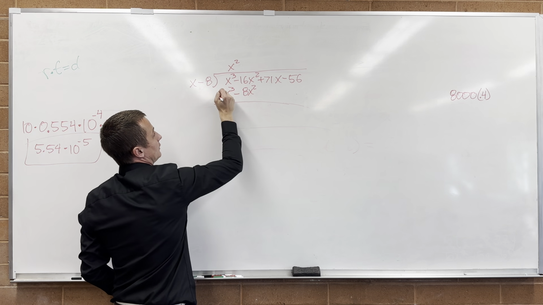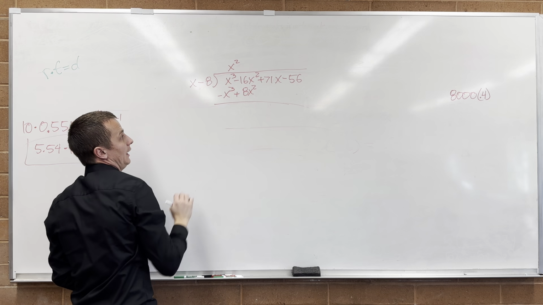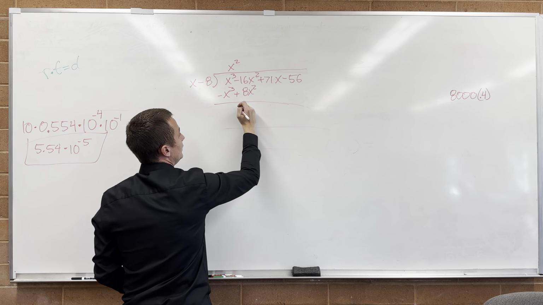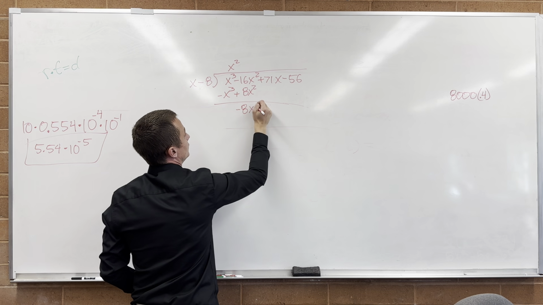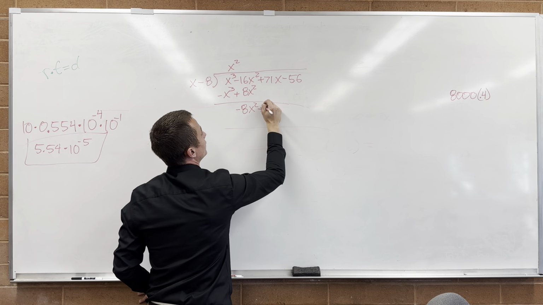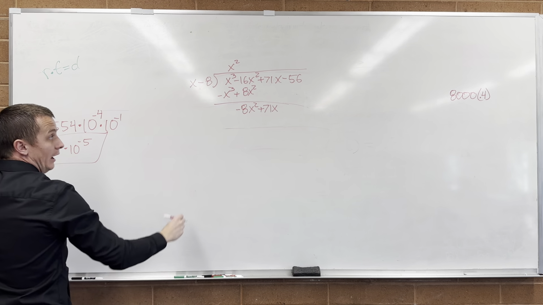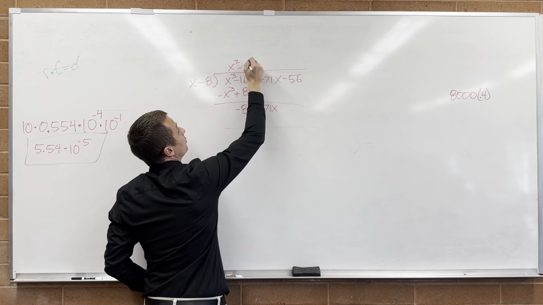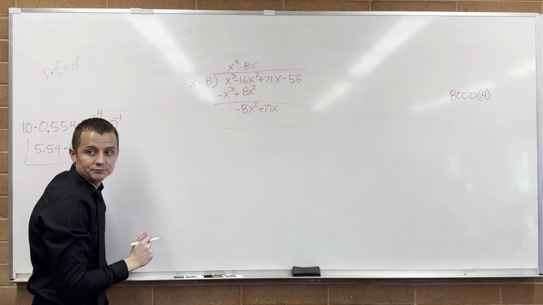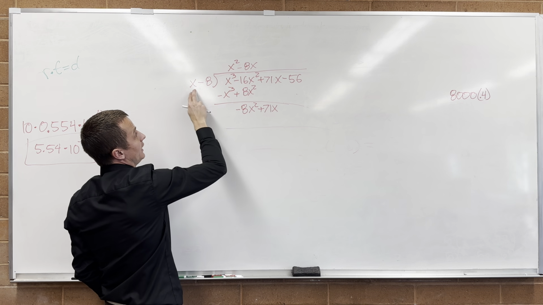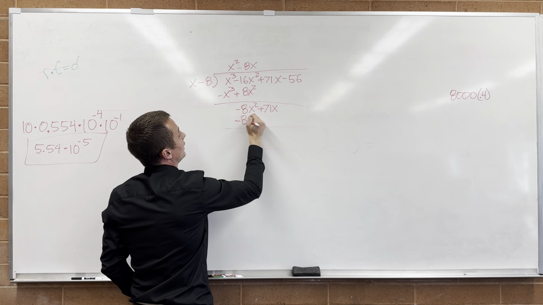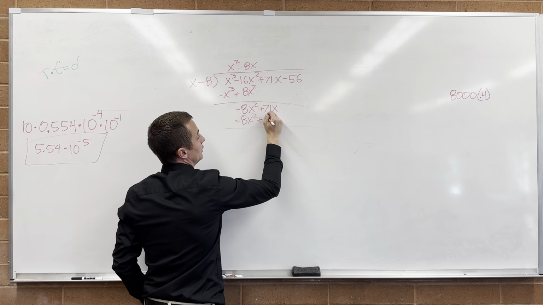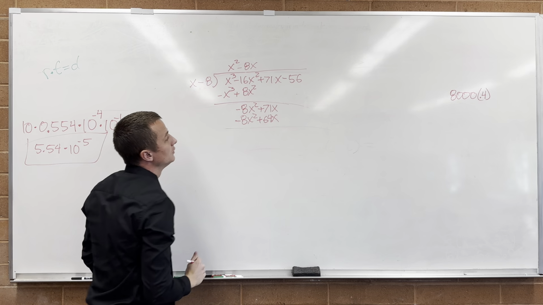Now we're going to subtract this, so that becomes negative, that becomes positive, add it up. Those better cancel out, we did something wrong. Negative 16 plus 8 leaves us negative 8x squared. Bring down the next term, plus 71x, and repeat. How many times does x go into negative 8x squared? Just negative 8x times, right? Multiply it out, negative 8x times x is negative 8x squared. Negative 8x times negative 8 is positive 64x, right?